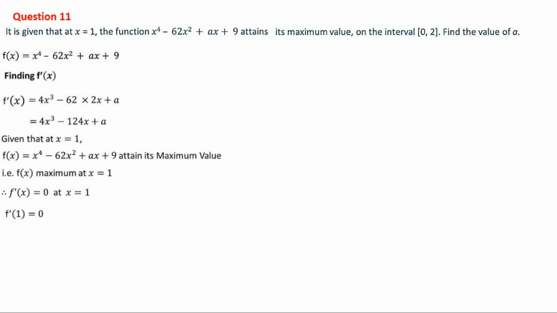Okay, f dash 1 is equal to 0 means, f dash x we have calculated, replace x and put x is equal to 1. That means 4 into 1 cube minus 124 into 1 plus a is equal to 0. 4 into 1 cube is 4, minus 124 into 1 is 124, plus a is equal to 0. 4 minus 124 means minus 120, plus a is equal to 0. Take this minus 120 to the right side. So a is equal to 120. This is the answer for a.